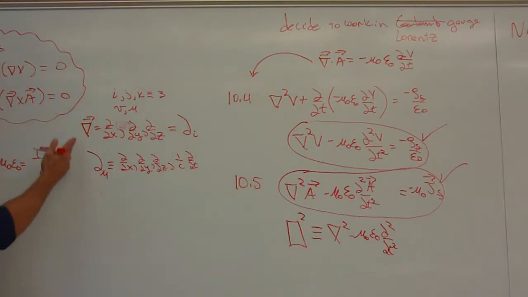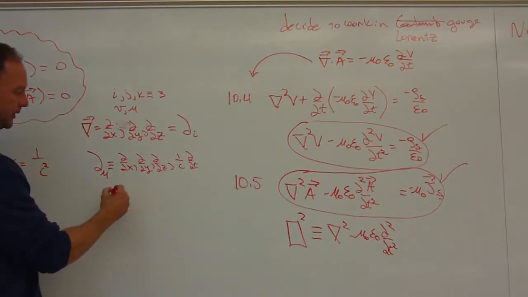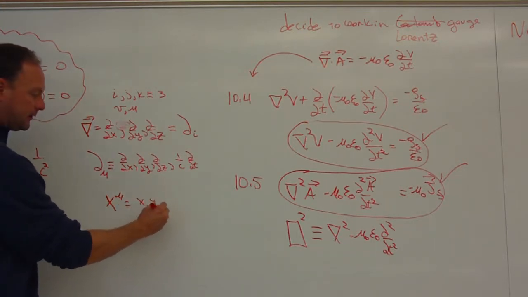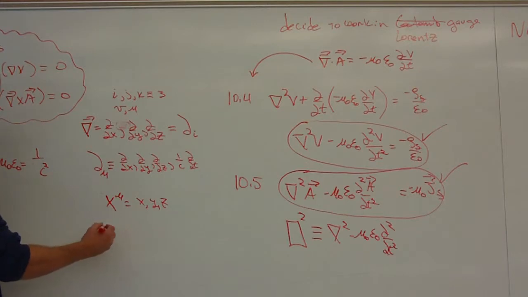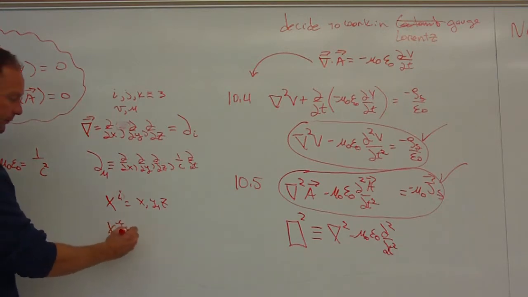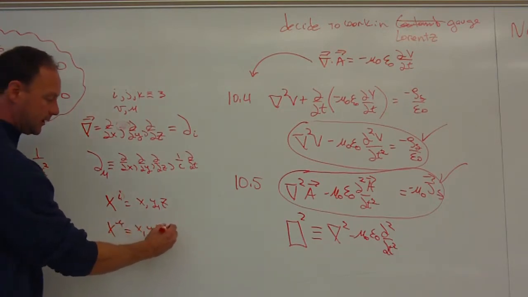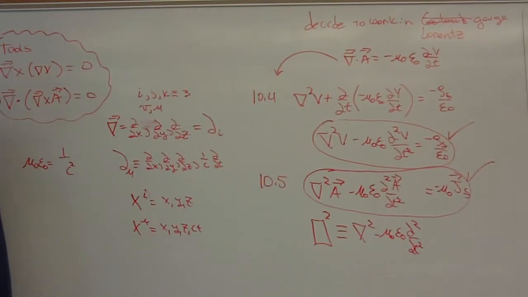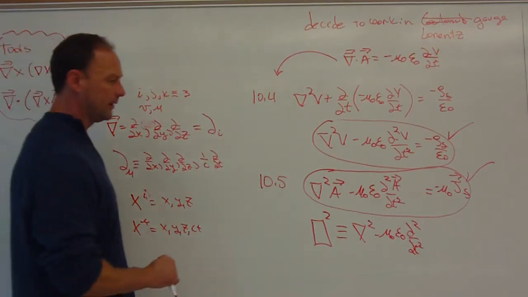But in any case, you can see we're just extending three-vector differential operators into four-vector differential operators. And just like the three-vector x_i, which is x, y, and z, because it's the i, j, k of three-vectors, whereas x^mu equals x, y, z, comma, ct. Okay? Side note, complete side note.